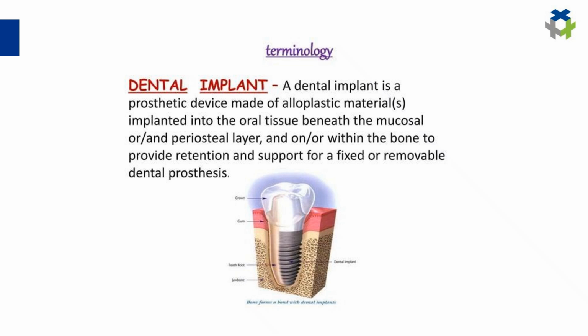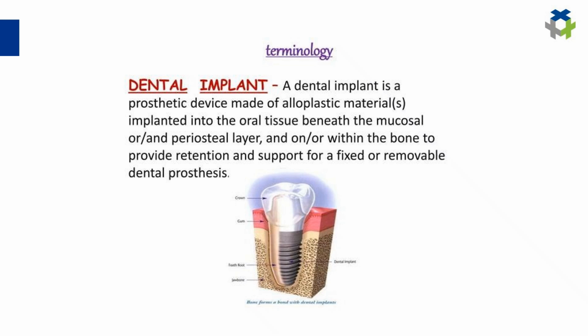First, the fixture. This is a screw-like part placed inside the jaw bone. It's usually made up of titanium and acts as an artificial tooth root. Second, the abutment. This connects the fixture to the visible tooth. Think of it like a small connector or a support.